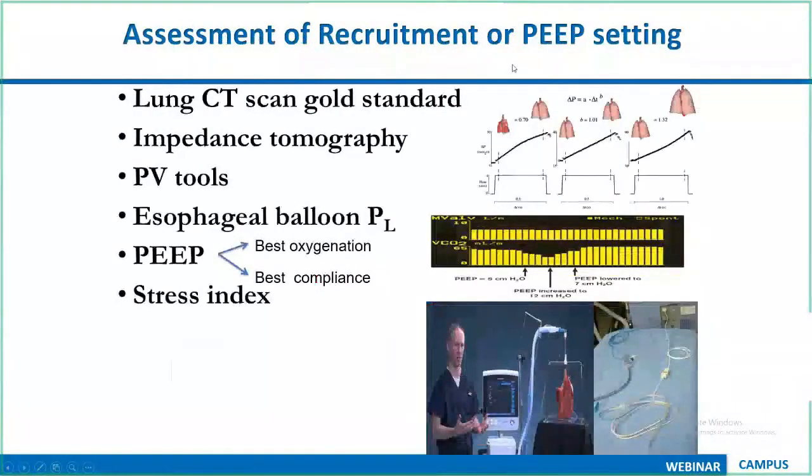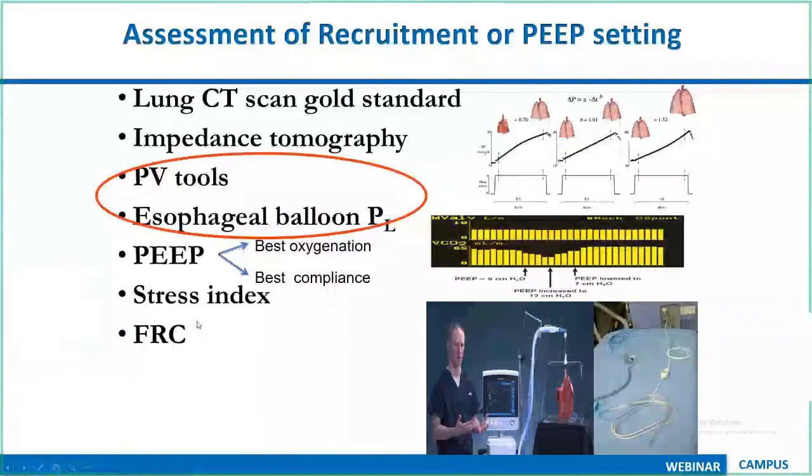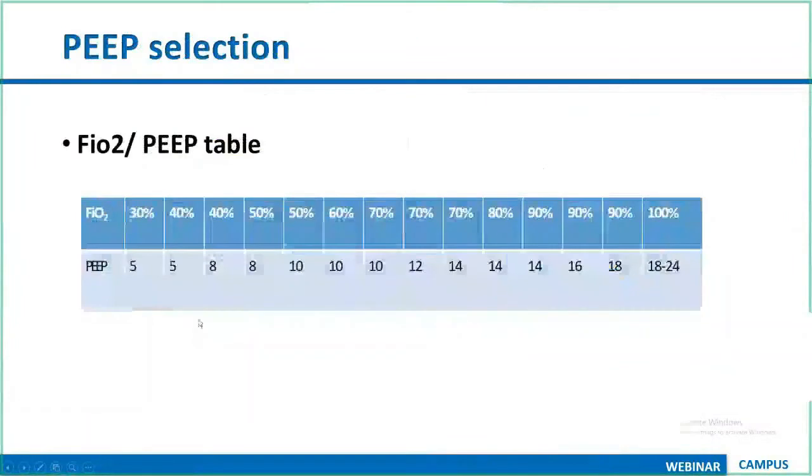The assessment of recruitment can be done in different ways: either by CT scan, which is the gold standard, impedance tomography, PV tools, an esophageal balloon looking at pleural pressures, or a best oxygenation or best compliance PEEP. Today's class we will be discussing the best compliance PEEP method. The other option is looking at the stress index, which we will not be discussing. There are other options like looking at best FRC, etc.